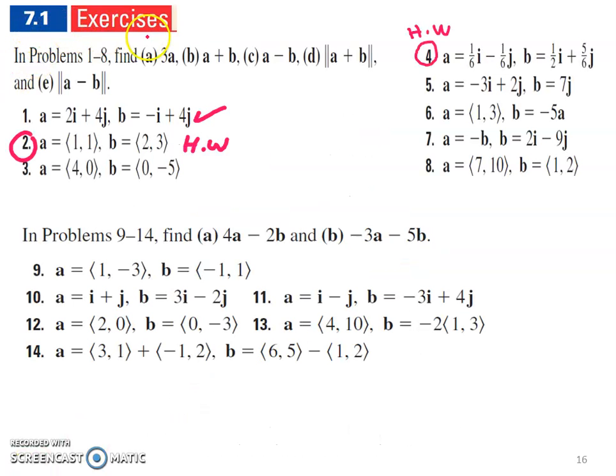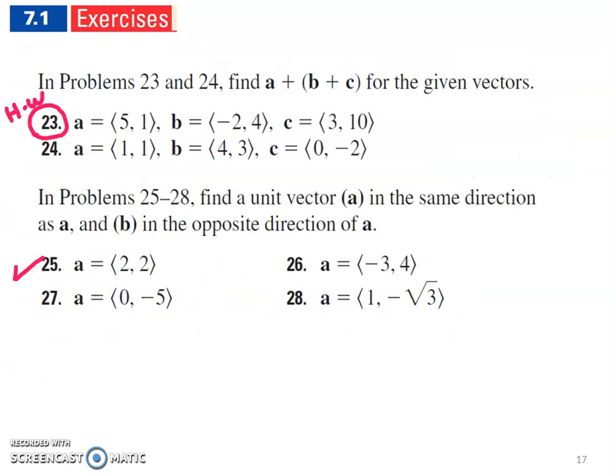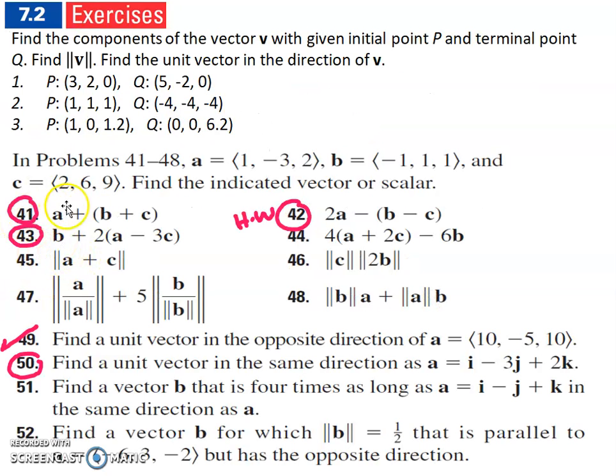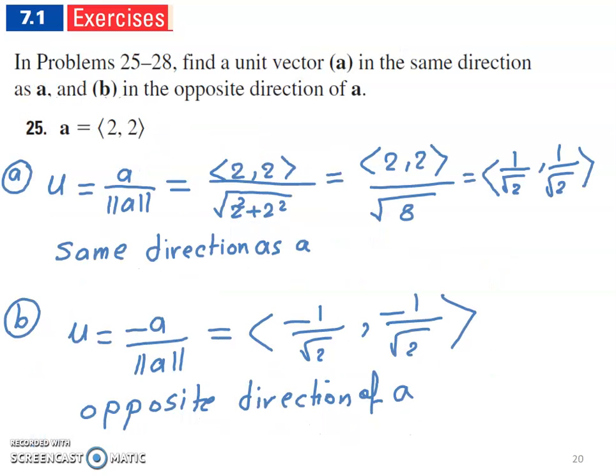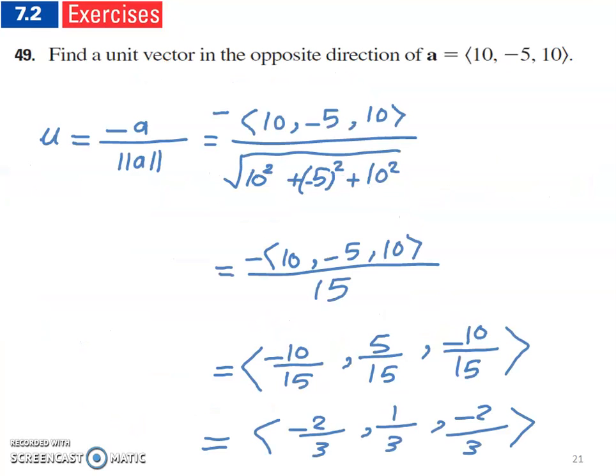Exercise 7.1 from the textbook. Homework for you: 4, 2, 10, and 14. I will solve 1. Also, homework is 23. I will solve 25. Also, this exercise is homework. I will solve 49. And this is the solution of exercise number 1, and exercise numbers 25 and 49.